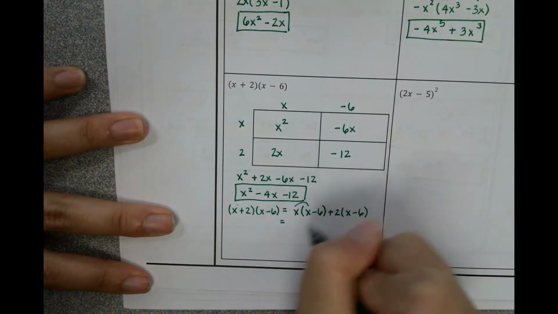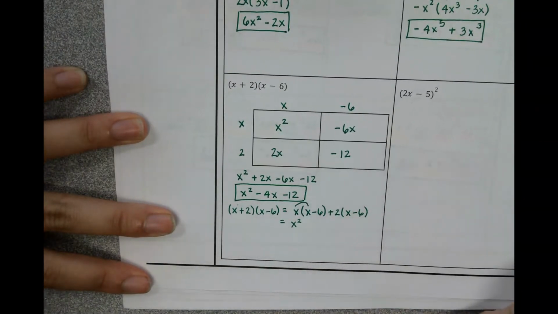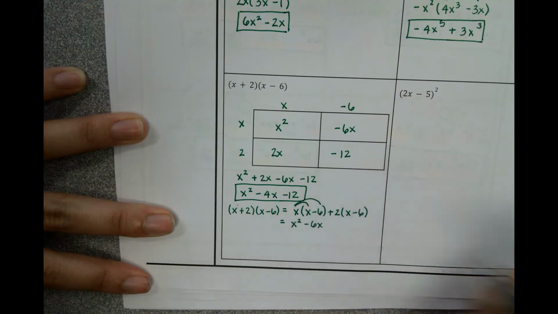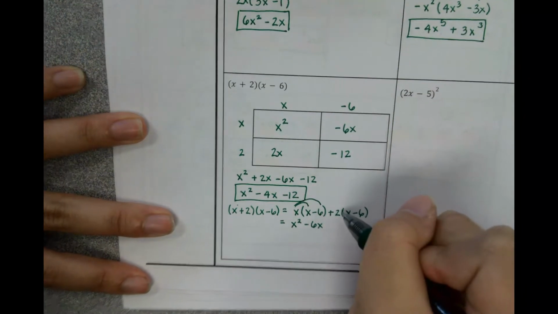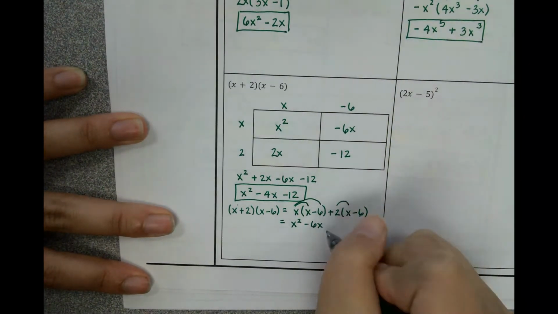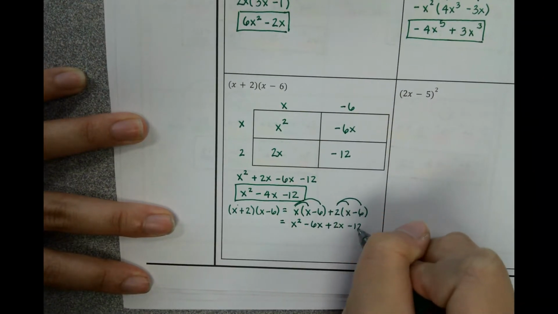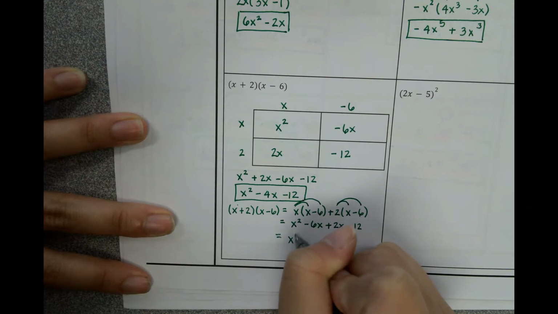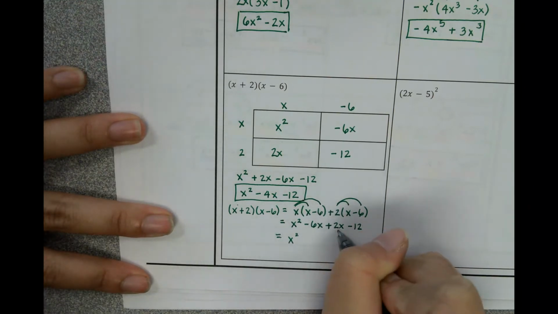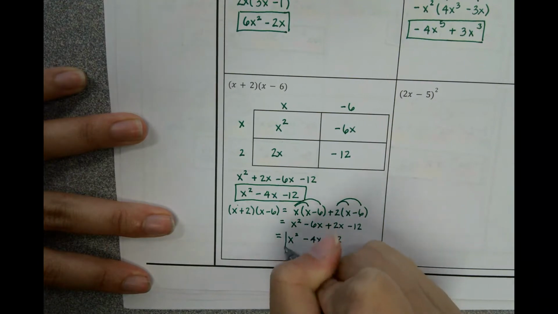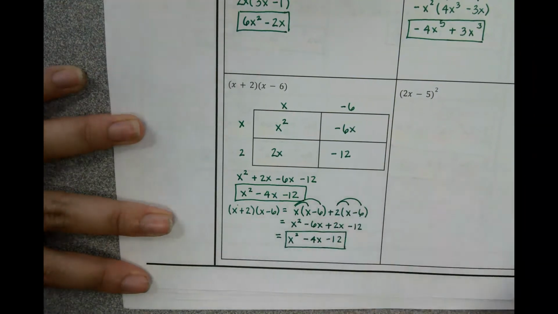So x times x is x squared. X times negative 6 is negative 6x. Okay. Then I move on to the next one. So 2 times x is 2x. 2 times negative 6 is negative 12. And when I combine like terms, which is the negative 6x and the 2x, that gives me negative 4x minus 12. And look, I still get the same thing.